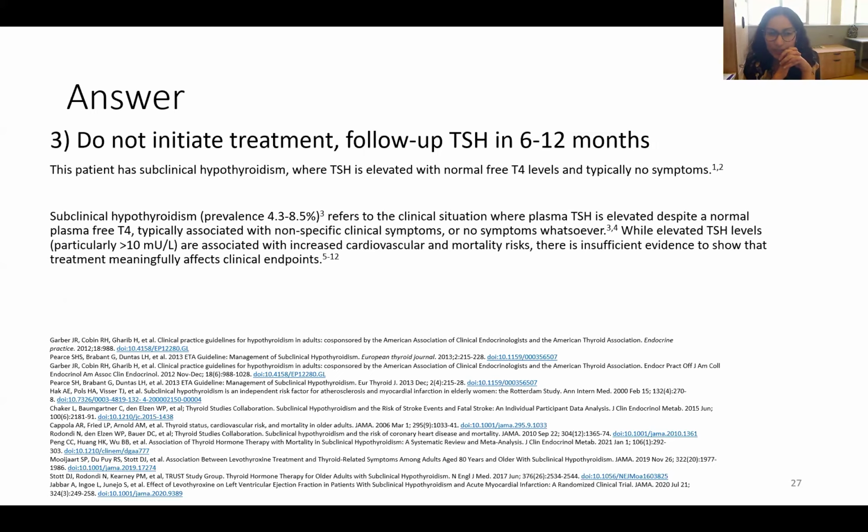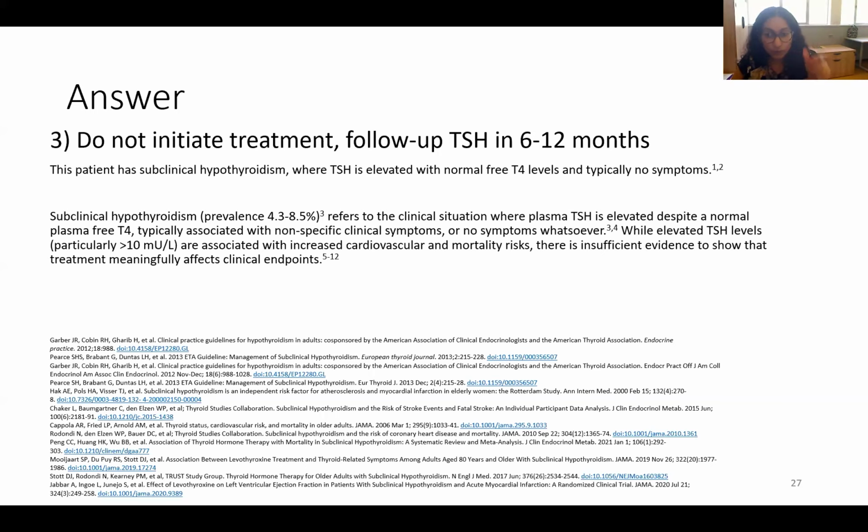And this is where we get into subclinical hypothyroidism. So subclinical hypothyroidism, exactly as this case suggests, is a clinical situation where your TSH is elevated, but your plasma free T4 is normal. And most of the time, these patients have either non-specific symptoms or no symptoms whatsoever.